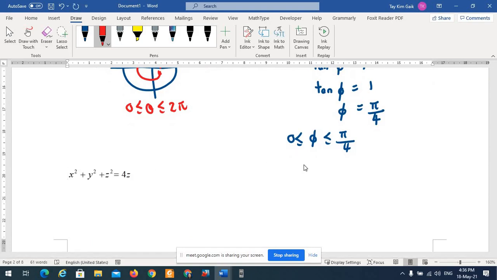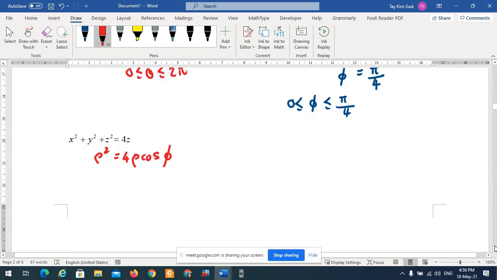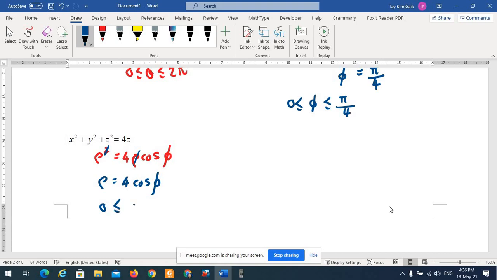So x squared plus y squared plus z squared is actually rho squared. Z is rho cos phi. So you cancel. Rho is actually 4 cos phi. So your rho is actually from 0 until 4 cos phi.